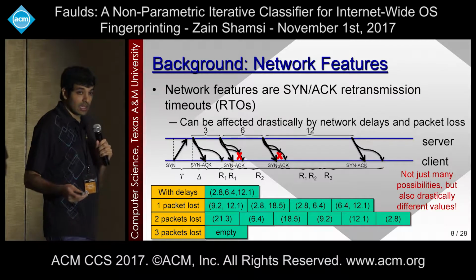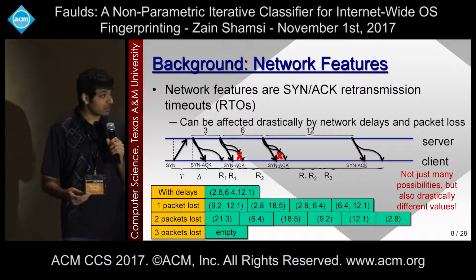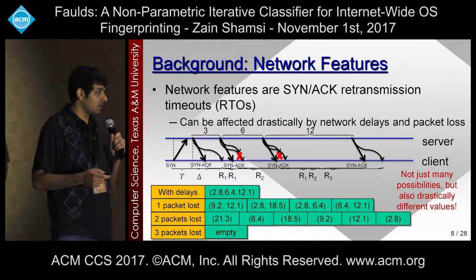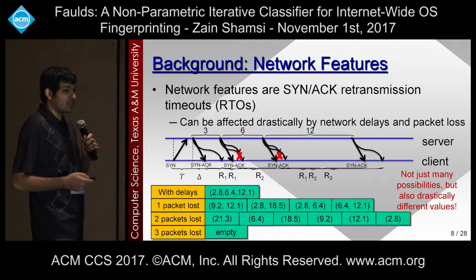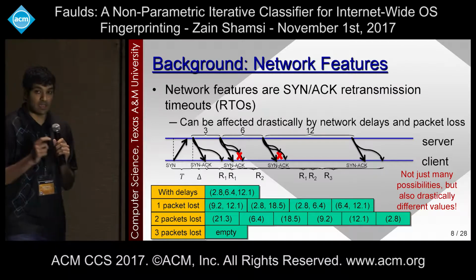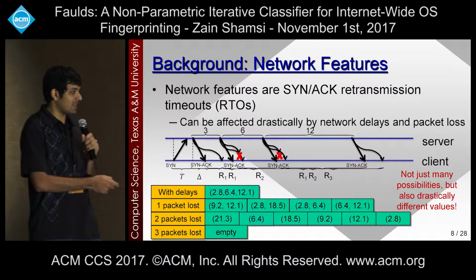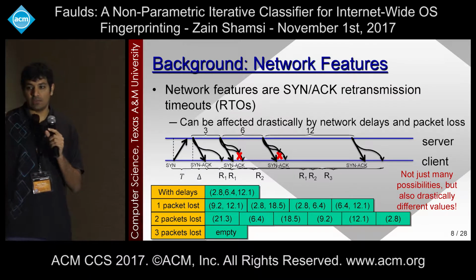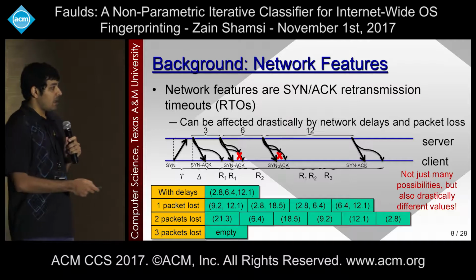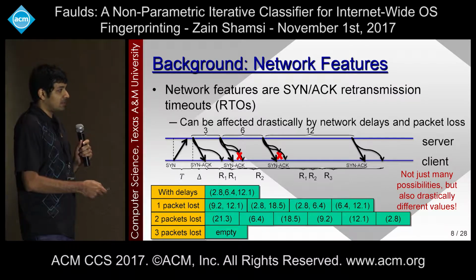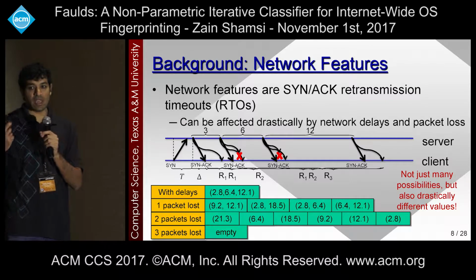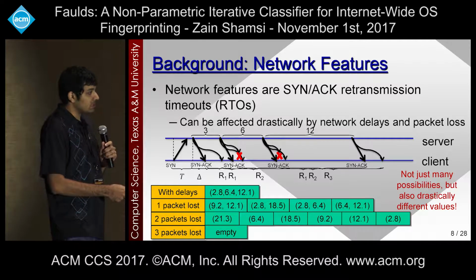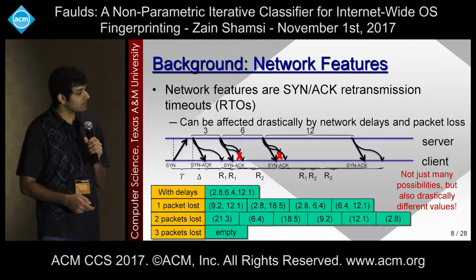So as I said, the network features are SYNACK RTOs, and the way they work is this. Imagine our client is our scanner, the server is the target. We send a single SYN probe. Now that SYN probe has attached to it a forward delay, and when it gets to the target, there's a bit of server think time before the SYNACK is generated back. So we captured those two delays as this variable t.